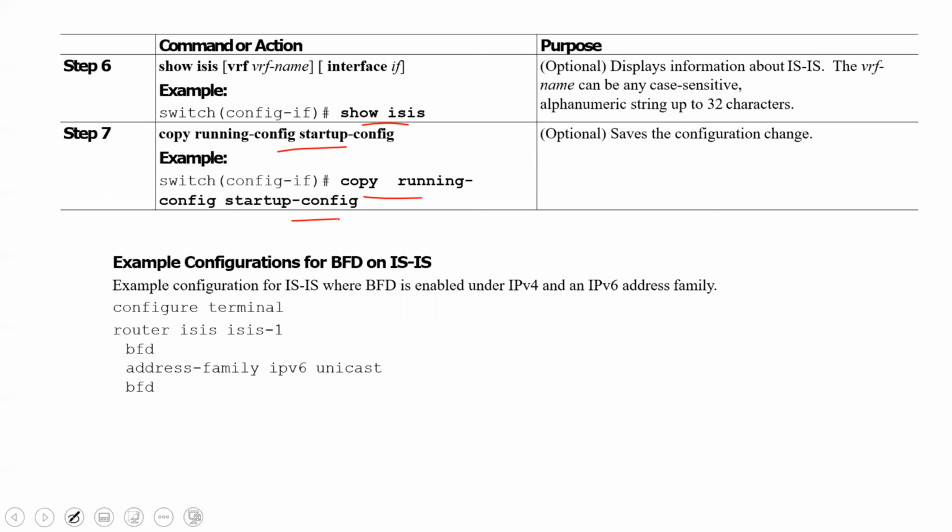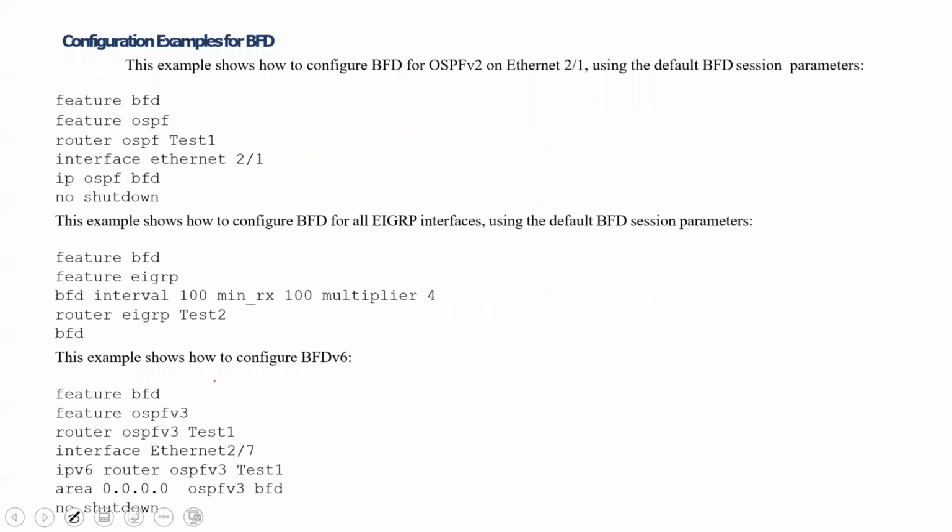Before that, let me complete this particular section. I have a few examples related to other protocols as well to show before going to the lab. So for ISIS, you can go to router ISIS and enable BFD. You can go to the address family. If you have an IPv6 address family, you can go to the address family and enable the BFD.